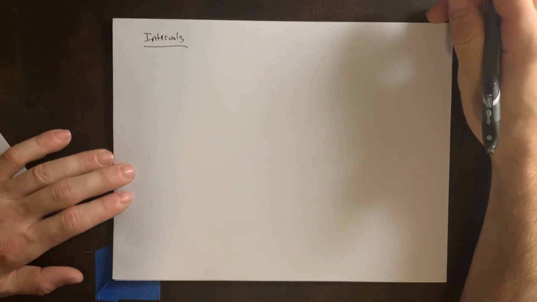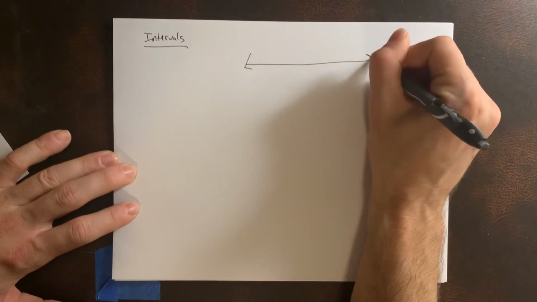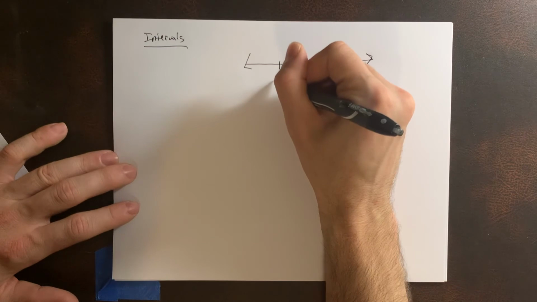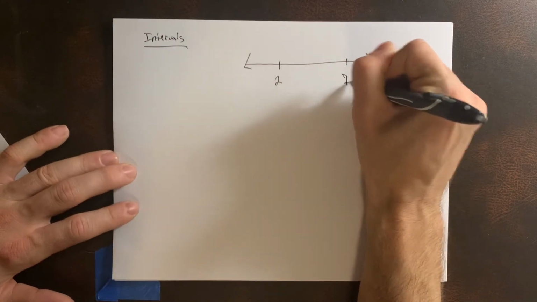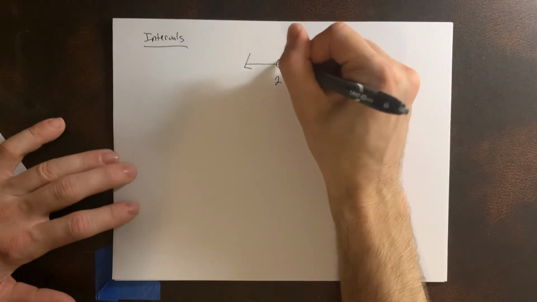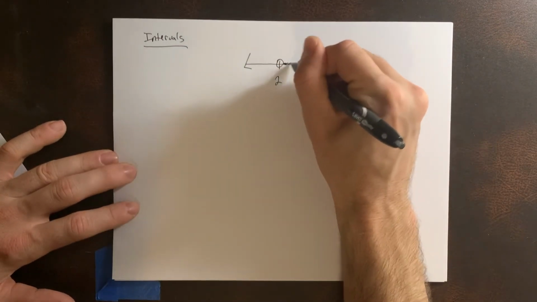So what an interval is, let's start with a number line. So let's put a number on here. Here's 2, and here's 7. And let's say we'll explain what these mean in a second. Let's put a circle on the 2 here, and then a closed circle on the 7, and then we'll shade in between.